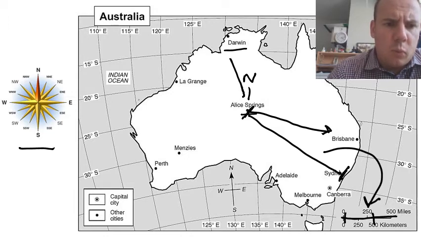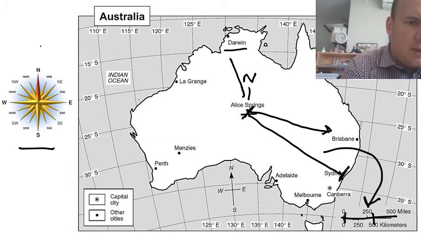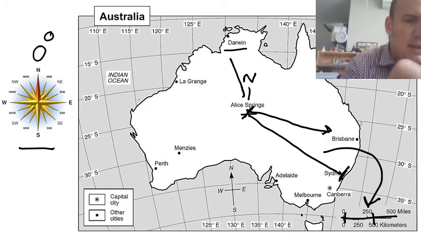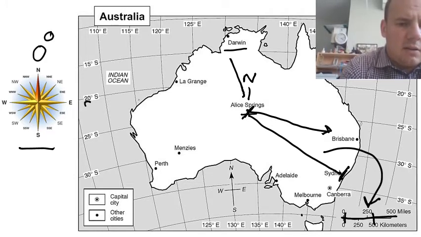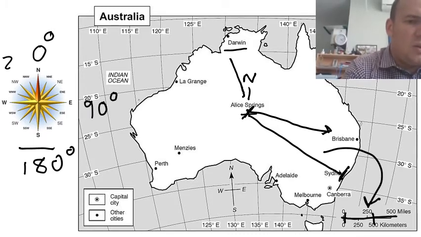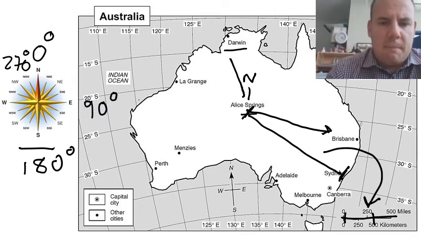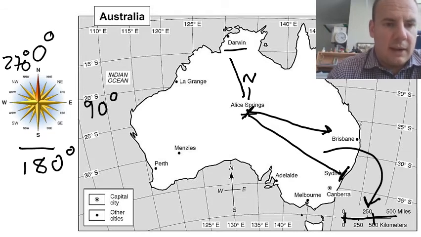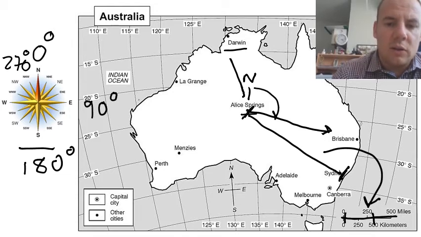Another quick one, with direction we can also have bearings. So bearings, how do we do that? Well, if we look at a compass, we always start at north, and that's 0 degrees, and then east is 90 degrees, south is 180 degrees, and then west is 270 degrees. So if I said what is the bearing of Brisbane from Alice Springs, I need to get my protractor. I measure 0 from north, and I measure in a clockwise direction to Brisbane.